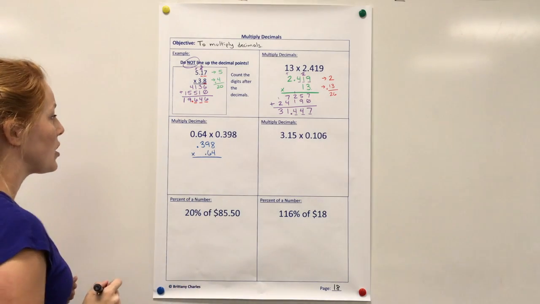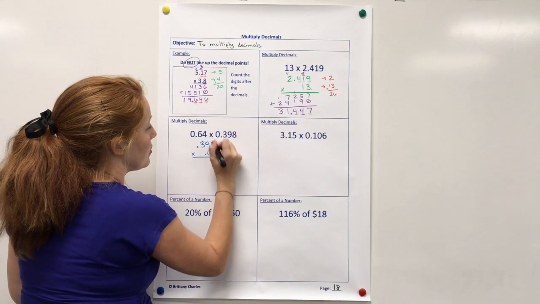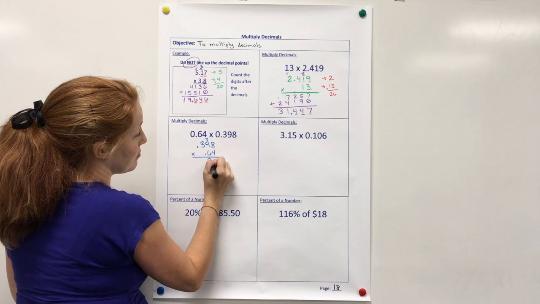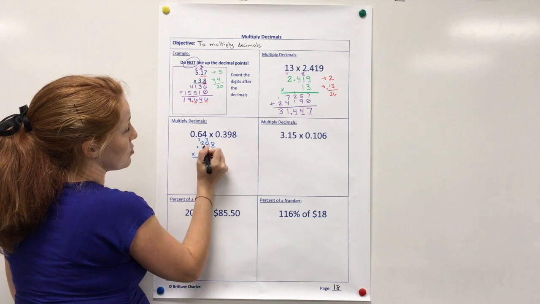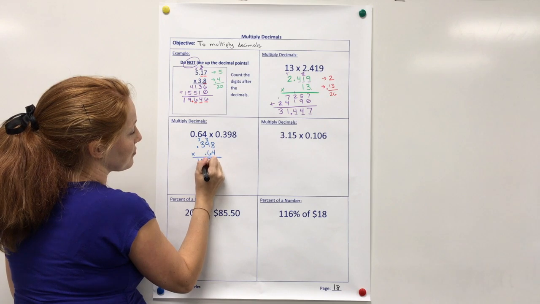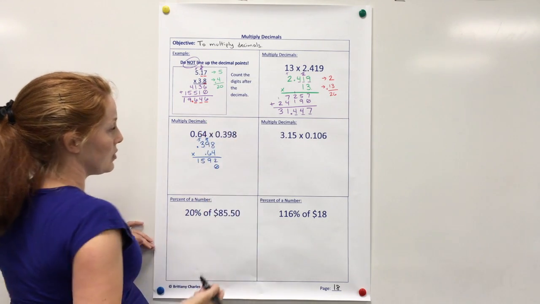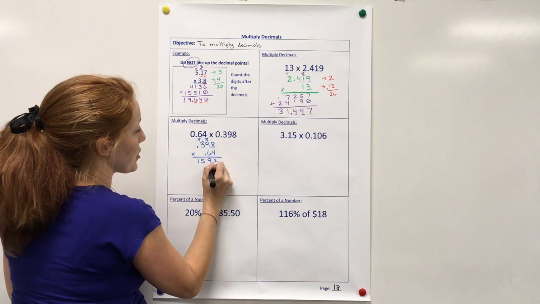All right, 4 times 8 is 32. 4 times 9 is 36, 37, 38, 39. 4 times 3 is 12, 30, 40, 50. Placeholder, get rid of those.